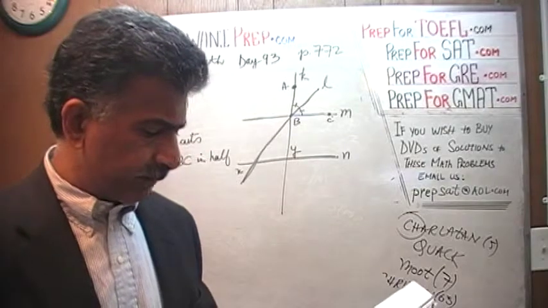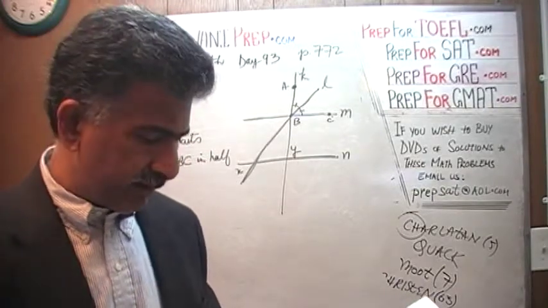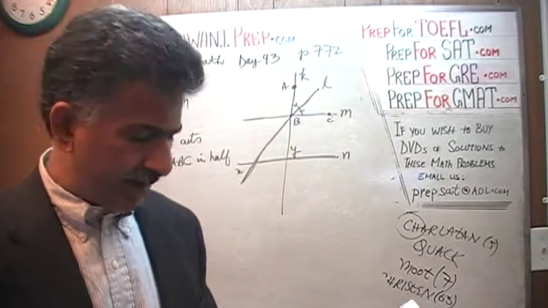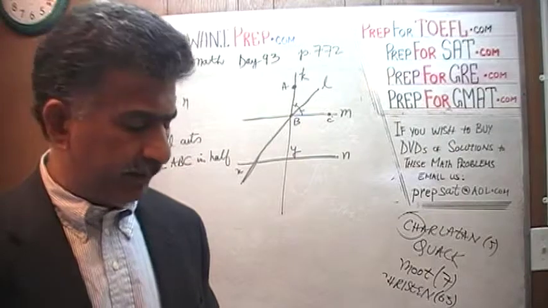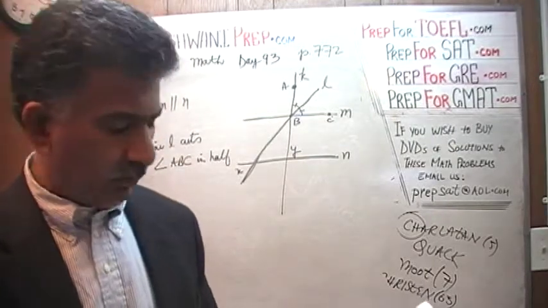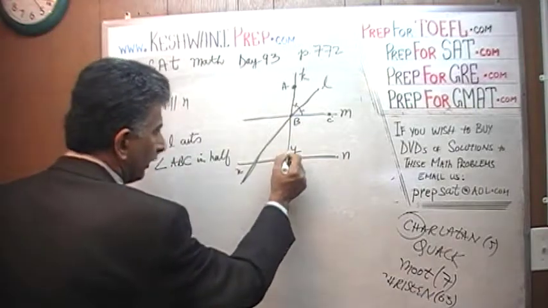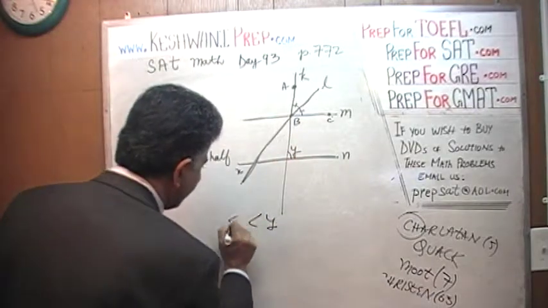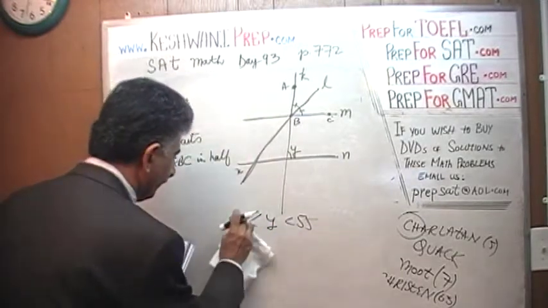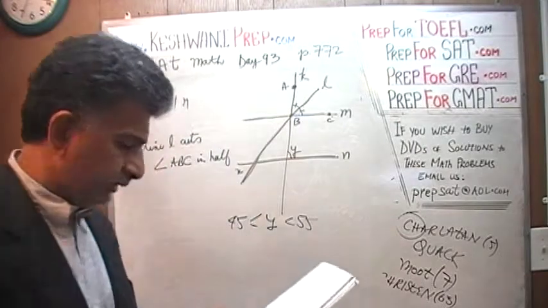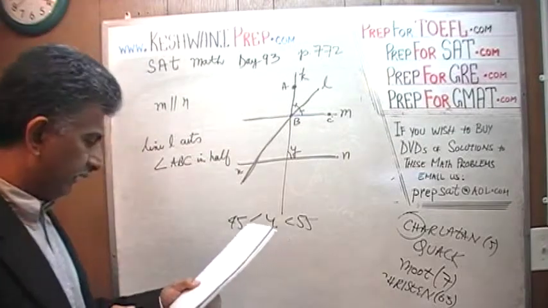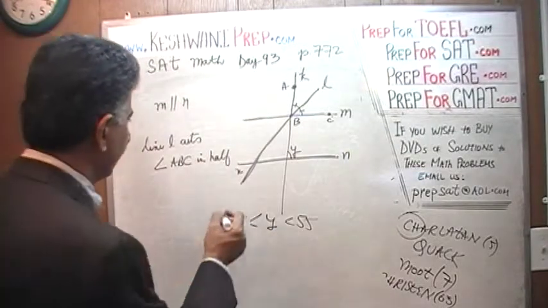So let's continue then. In the picture above, M is parallel to N, we are told. Line L cuts the angle ABC in half. And then they go on to say that Y is between 45 and 55. That's how you read it. Angle Y that we're told here is between 45 and 55. What do they want? What is one possible value of x? Where is x? Right here is the x.